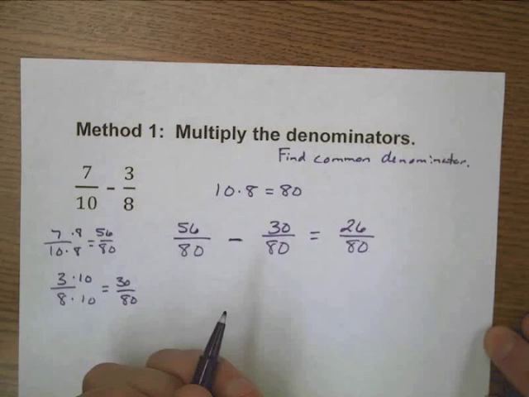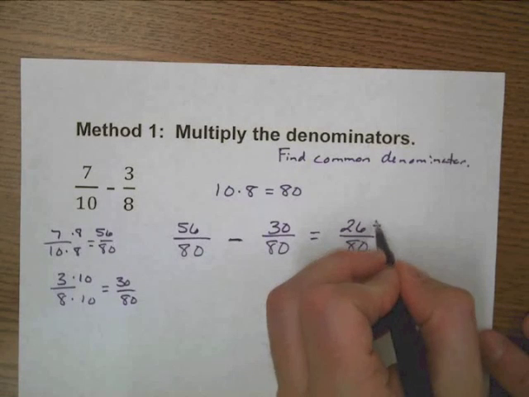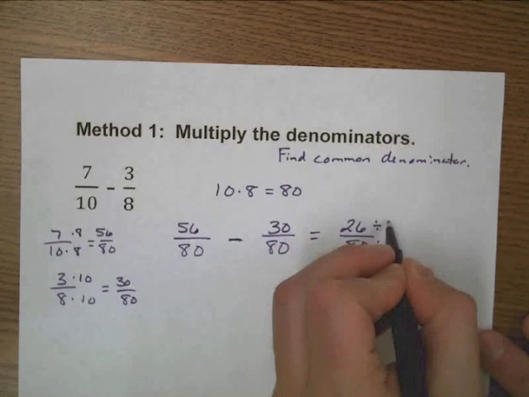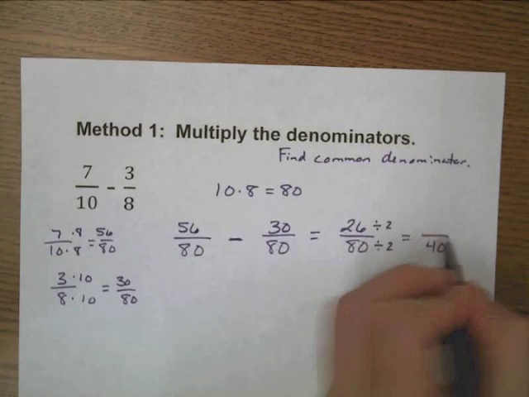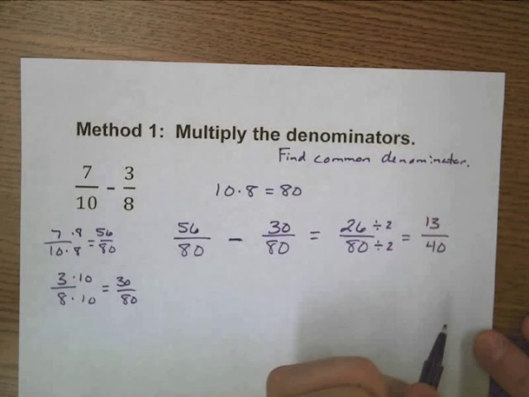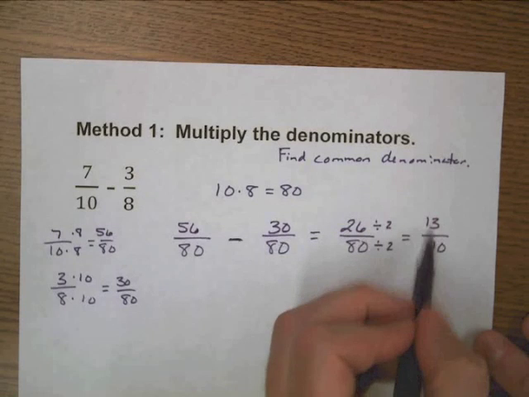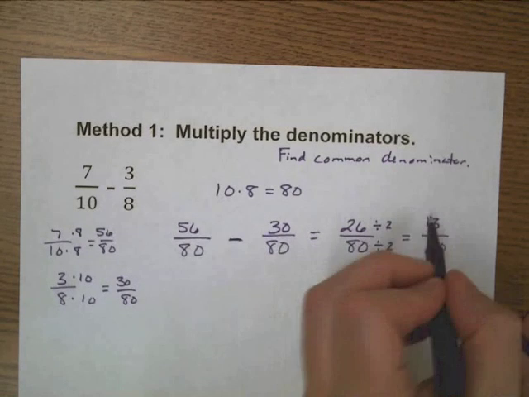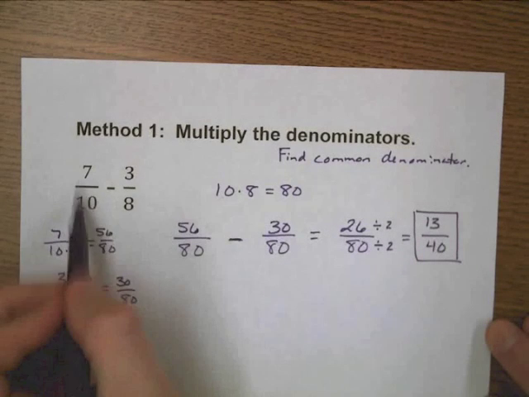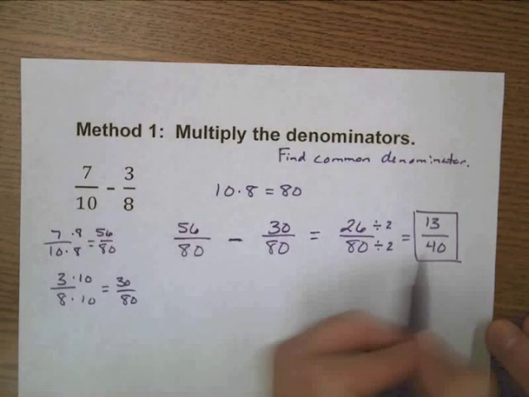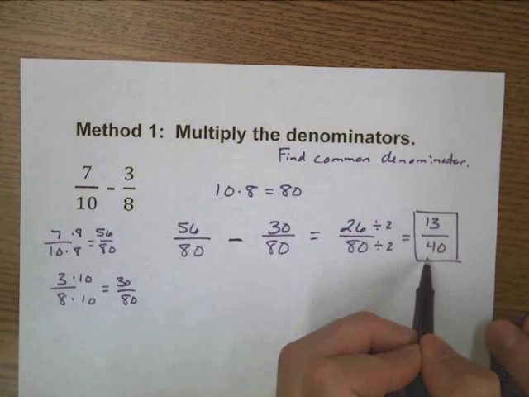However, this is not in simplest form. So I'm going to divide both of these by 2, because 2 is a factor of both of those. I'm going to end up with 13 40ths. There are no factors in common here, so that is in simplest form. So 7/10 minus 3/8 is going to equal 13 40ths.